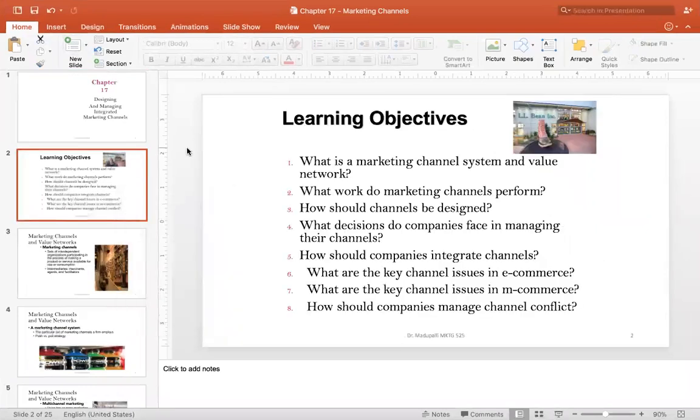In this chapter we're going to cover primarily what is a channel system, what are the different levels of retailers that come into the picture, how do organizations integrate these channels, how do they use them to deliver value, products and services to consumers, and finally we'll close with conflicts. What are the conflicts that happen at different levels of channel systems?